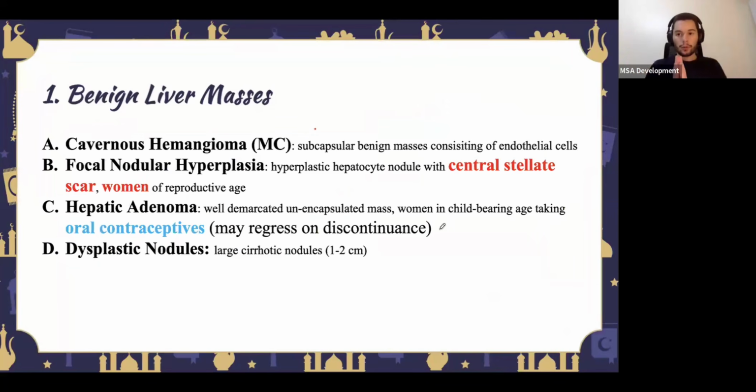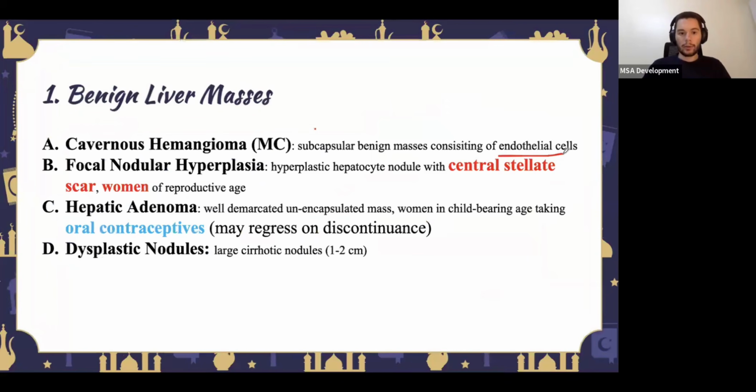Okay, so for benign liver masses, I need you guys to remember 4 masses. You have cavernous hemangioma. Always remember, hemangioma is a tumor of endothelial cells. Cavernous hemangioma is a benign mass of endothelial cells. We're going to take out all their images soon as well.